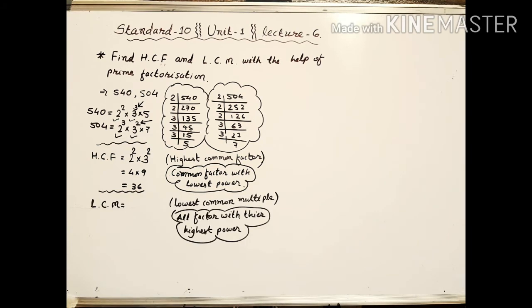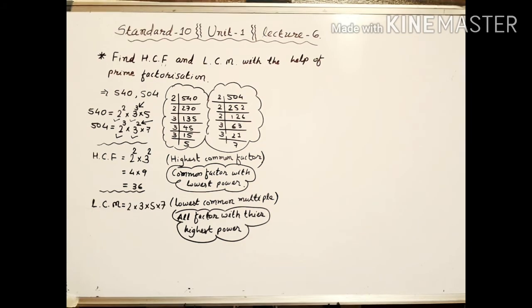To write the L.C.M., we'll write all factors, common and non-common, all factors we will write with their highest power. And therefore, to get the answer of the L.C.M., I have written all the factors. The common factors 2 and 3 I have written, and with them I have written the non-common factors 5 and 7.